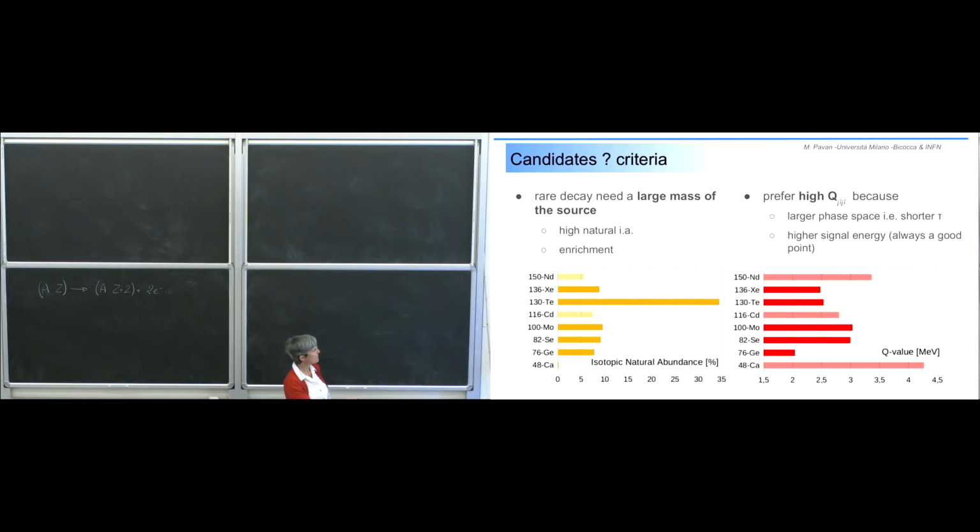And on the other side, this plot shows you the isotopic abundance of these nuclei. So the point is the following.